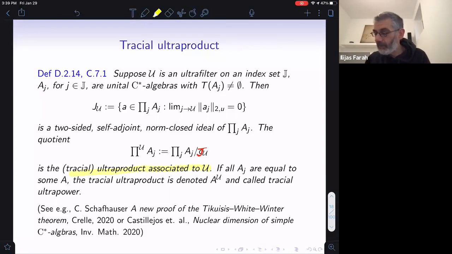This quotient is called the tracial ultraproduct associated to this ultrafilter U. If all the A_j are equal, then we call it an ultrapower. Here I have some references. This structure was very important in the classification program recently. Probably Chris Schafhauser's paper is a great place to start if you haven't seen this. But there is major progress recently by Castillejos and others, I think a six-author paper, in which these structures are being used in a very, very subtle way.